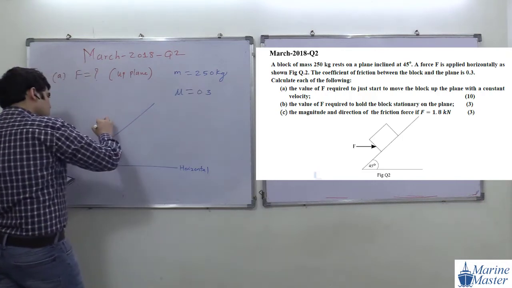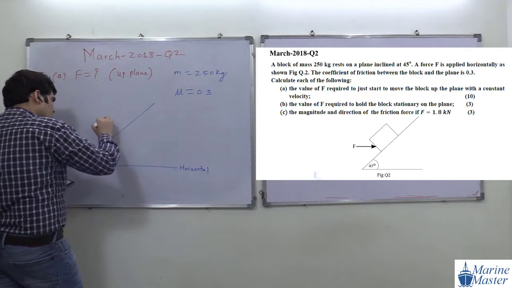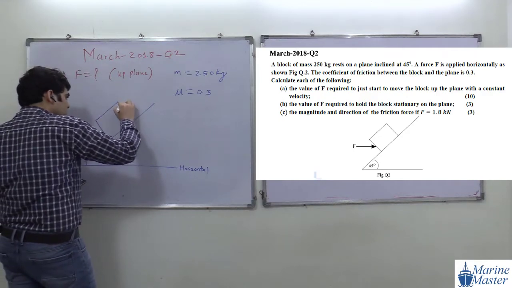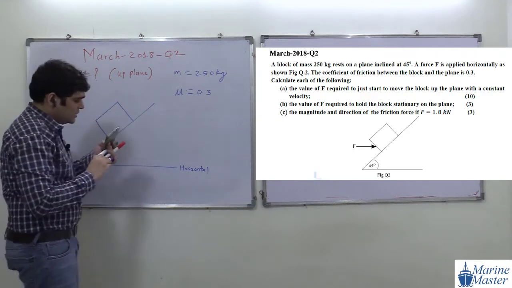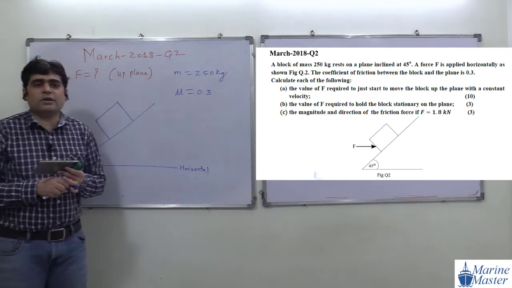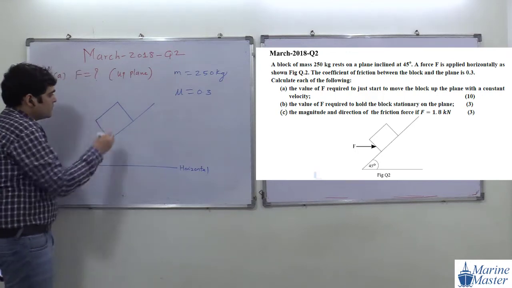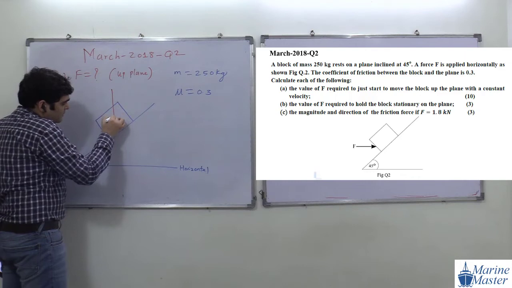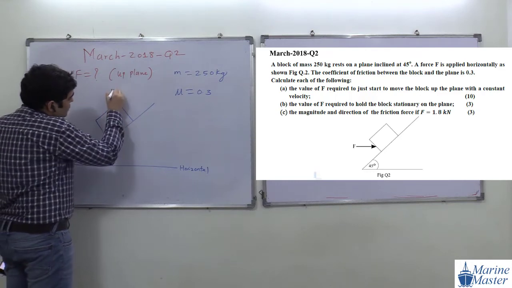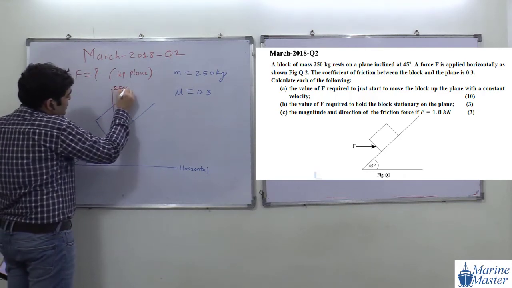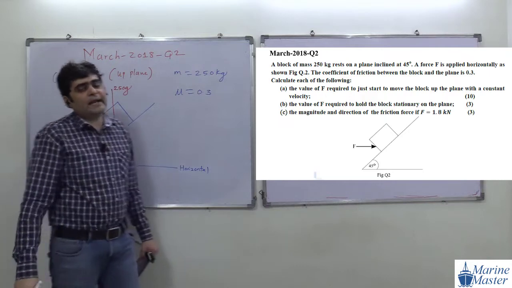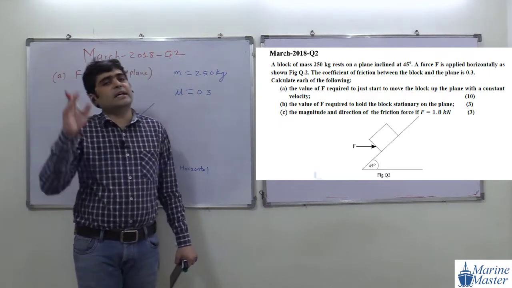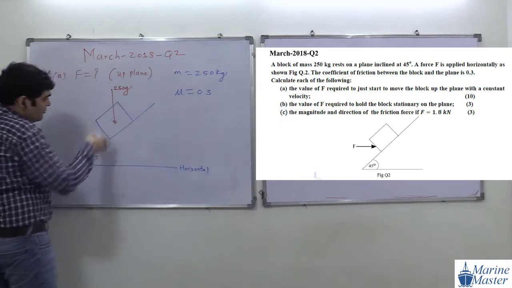On that plane there is a block whose mass is 250 kg. So mass is 250 kg, which means how much is the weight of the block? Weight will be 250 g. And how does the weight act? Weight always acts vertically downward.